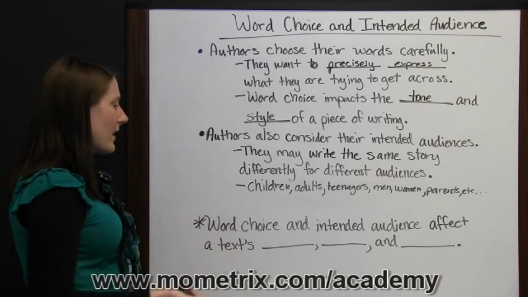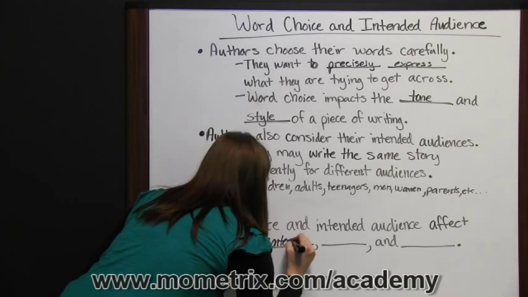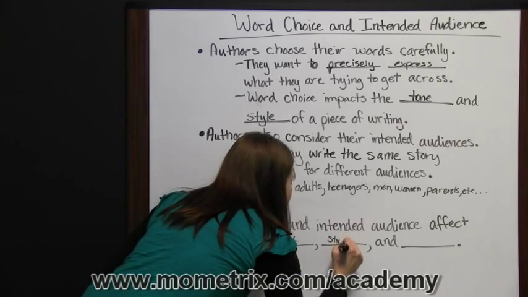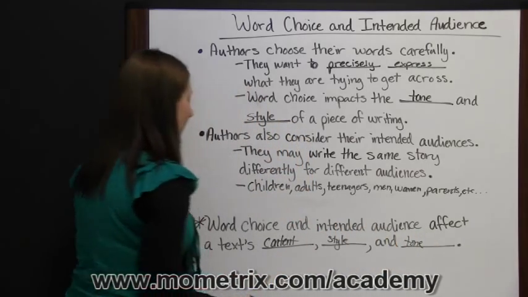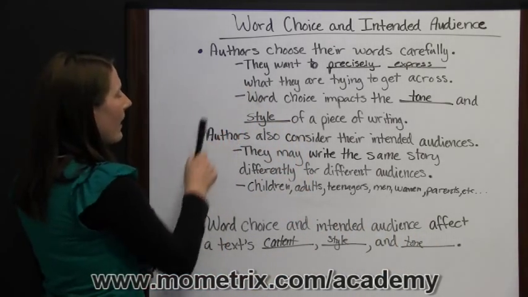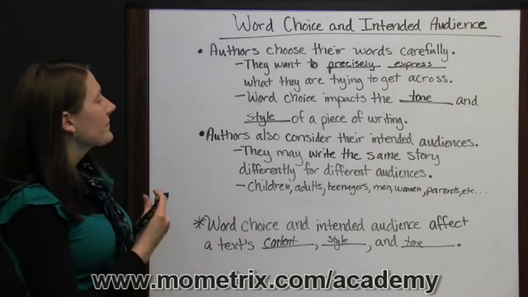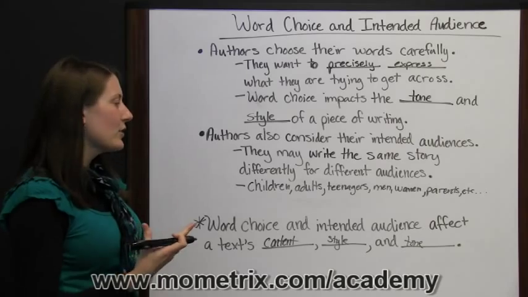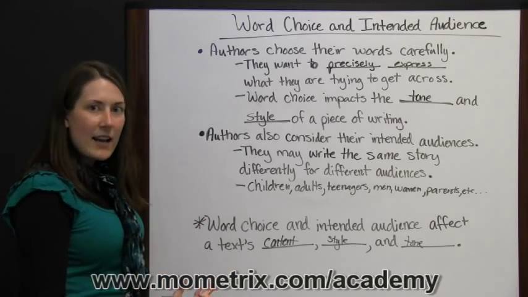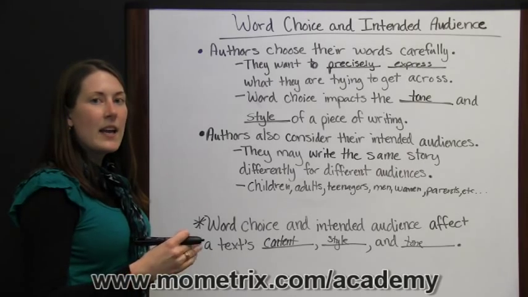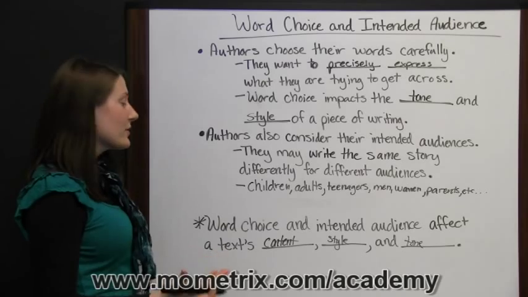Word choice and intended audience affect a text's content, style, and tone. And we discussed style and tone already. They are affected by word choice, and they can also be affected by the author's audience. If you're talking to a child, your tone may change. Your style is going to have to change. Your writing can't be as high level as it would be if you were talking to adults or even teenagers.